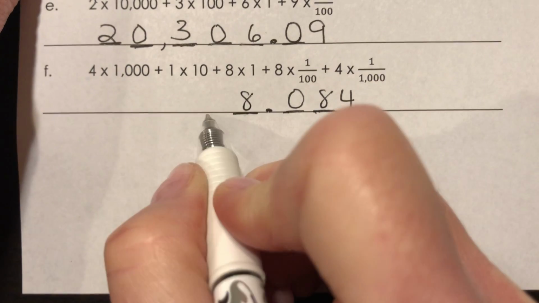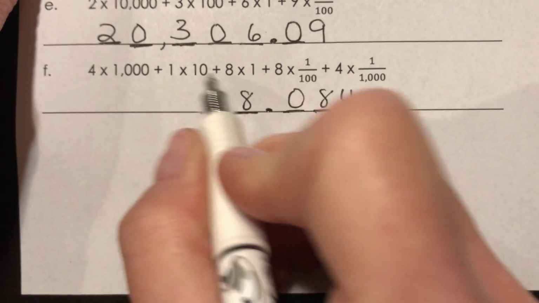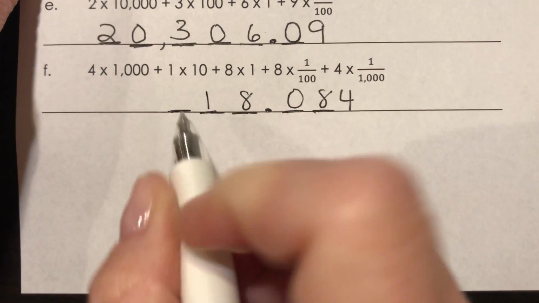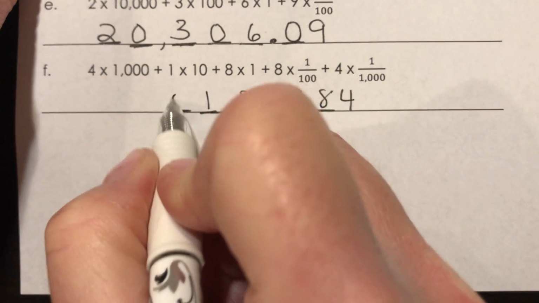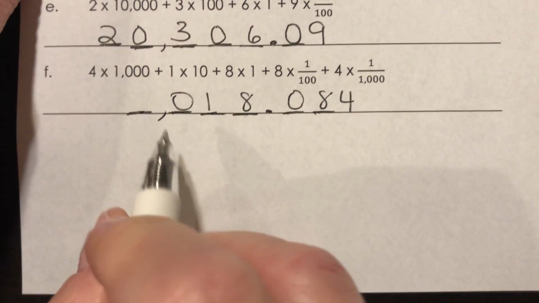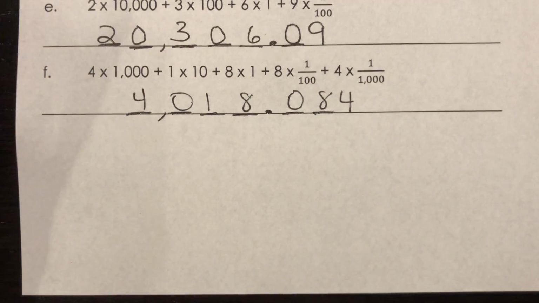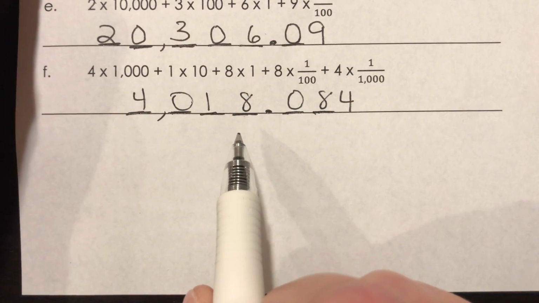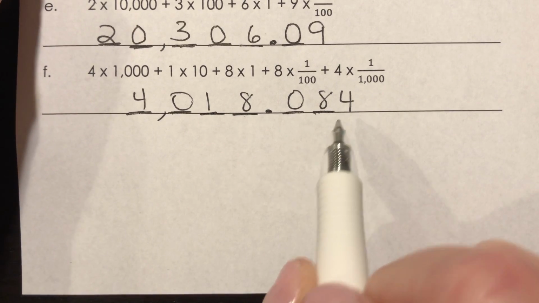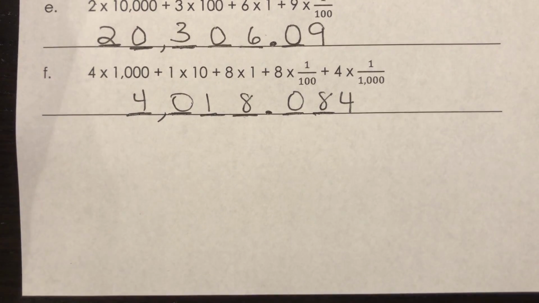All right, the first place to the left of the decimal point is the ones place, and I see 8 times 1. Then we have the tens, and I see 1 times 10. Then we have the hundreds, and I don't see anything multiplied by 100. And then we have the thousands, which I see 4 times 1,000. And I don't see anything else, so that's it. 4,018 and 84 thousandths.